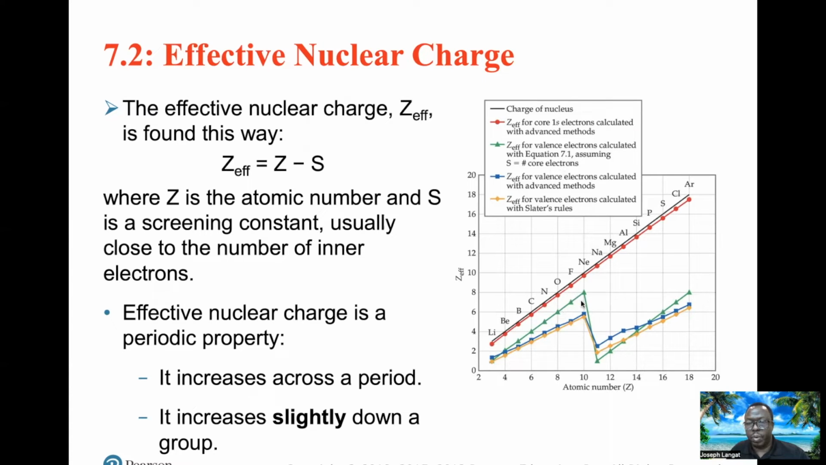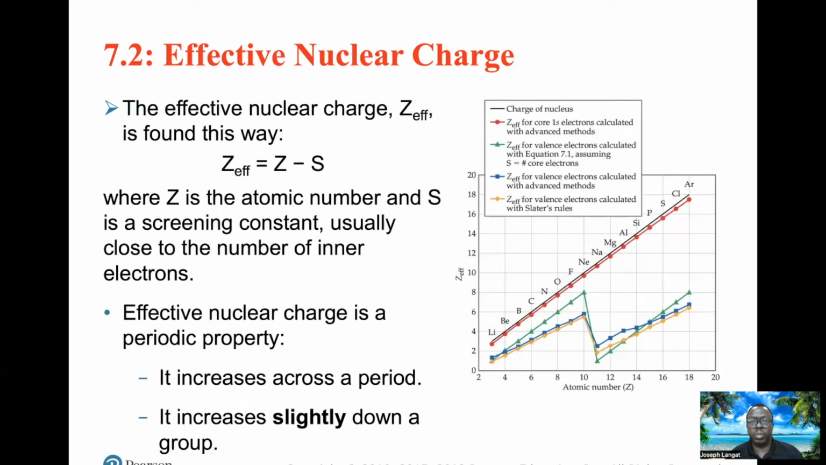If you look at number 10, after number 10 it drops significantly. Why? Because of the shielding electrons. Because of this shielding, Z effective drops drastically because of the shielding effect of the core electrons, and then starts increasing as we go along. So take note: Z effective is a periodic property which increases going across the periodic table from left to right.